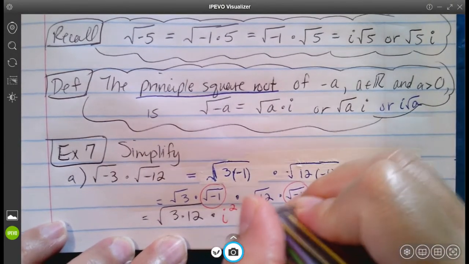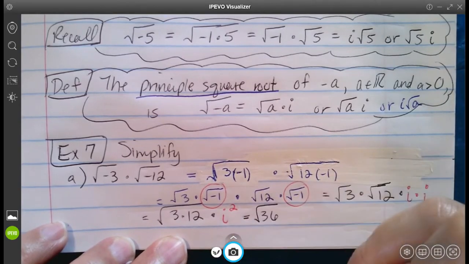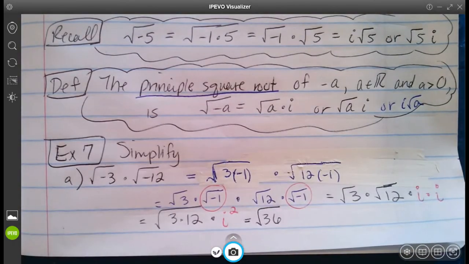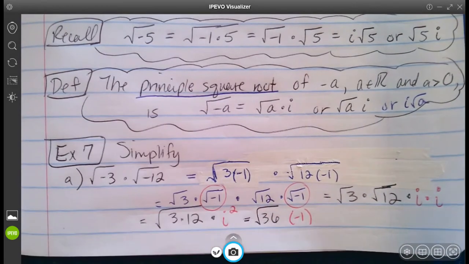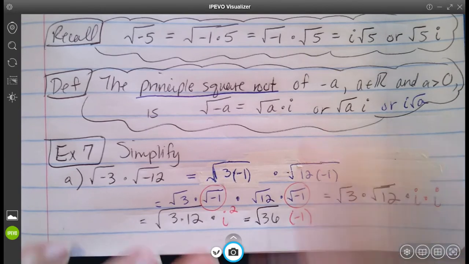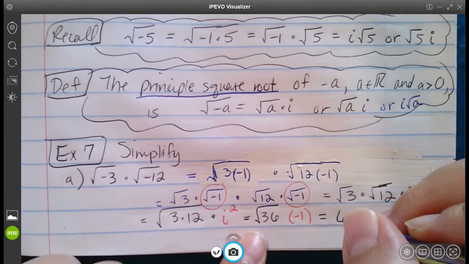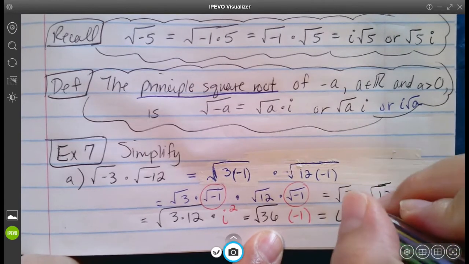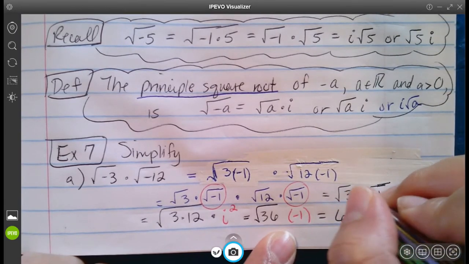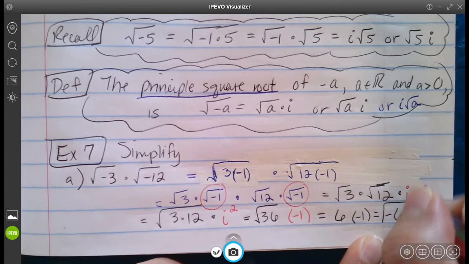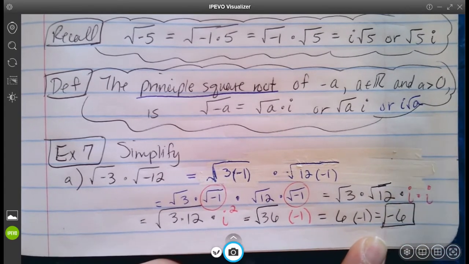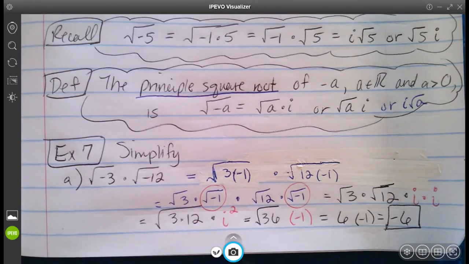3 times 12 is 36, okay? The i squared is equal to negative 1. The square root of 36 is equal to 6. This right here is positive 6. And negative 1 is just negative 1. So 6 times negative 1 is negative 6. Okay? And that is it for this example.